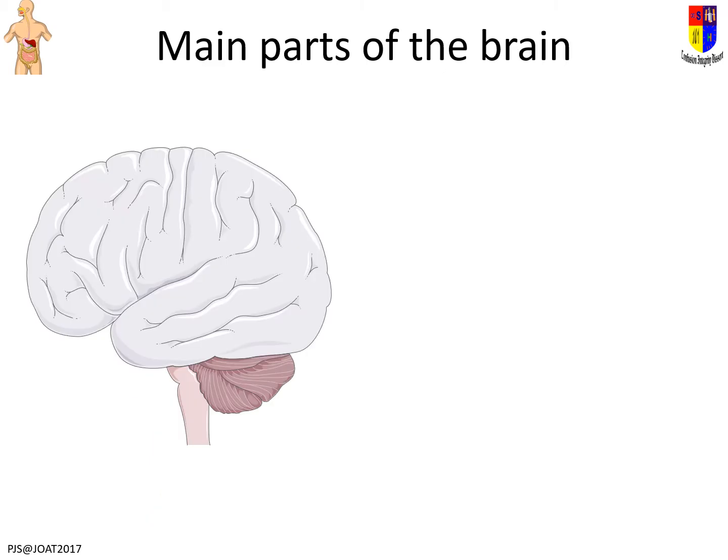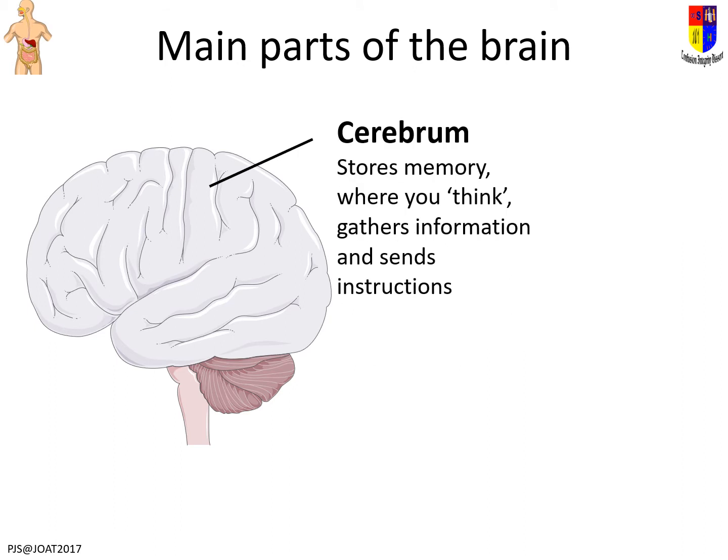Okay, so the main parts of your brain that you're going to need to know. Now, obviously, the brain is super complex and there are hundreds of different areas of the brain that have been mapped out, but you just need to know the three big parts of it. So we'll start with the biggest part, and that's the cerebrum. This whole section here, all of the wrinkled bit, is really where you do your thinking. You gather all the information that you're taking in from all your senses, and it processes it and sends instructions. This is your thinking, your decision making, your memory.